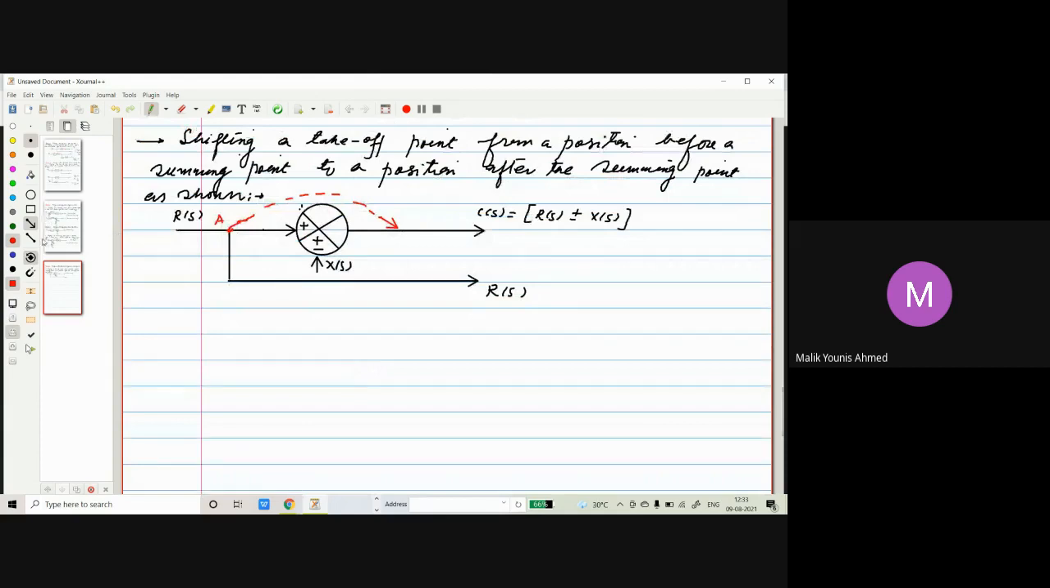Again, now the summing point will come here. The input signal is not going to change. The input signal is as usual R(s), that's not going to change. Now the summing point will come here, so the summing point will be shifted here to position A.